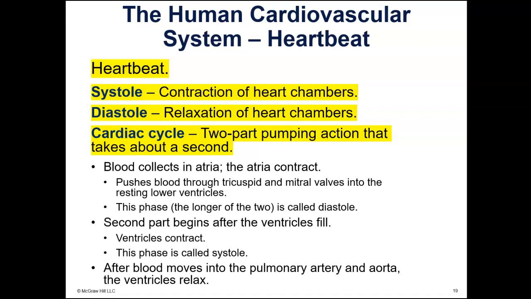Heartbeat. During one heartbeat, you have contraction and relaxation, and the word for contraction is systole. The word for relaxation is diastole. The cardiac cycle is a two-part pumping action that takes about a second. And the cardiac cycle lasts as long as a heartbeat lasts.